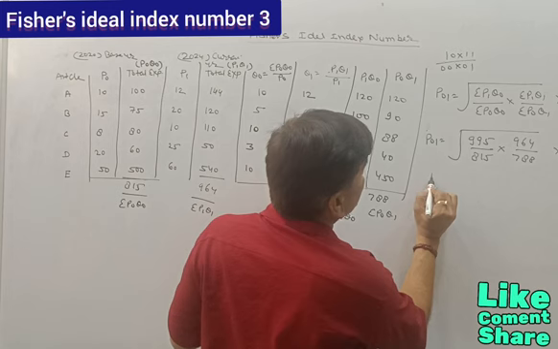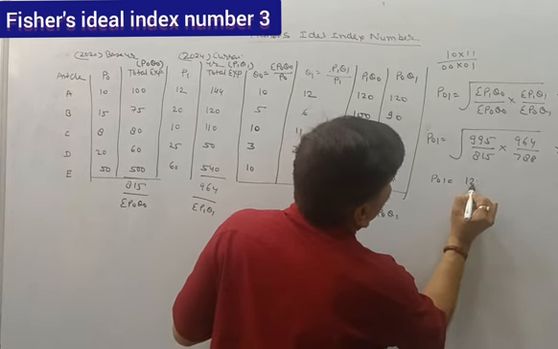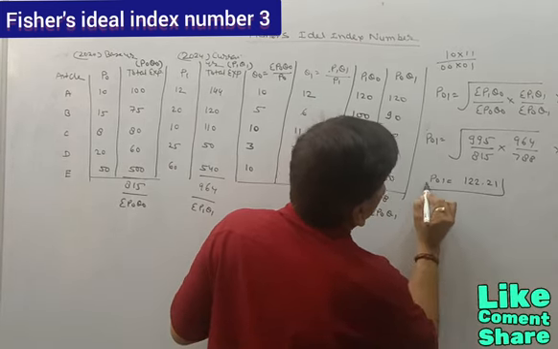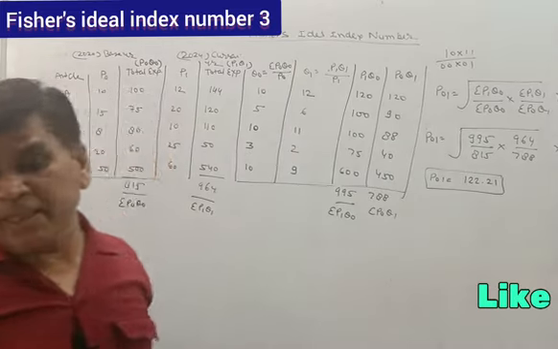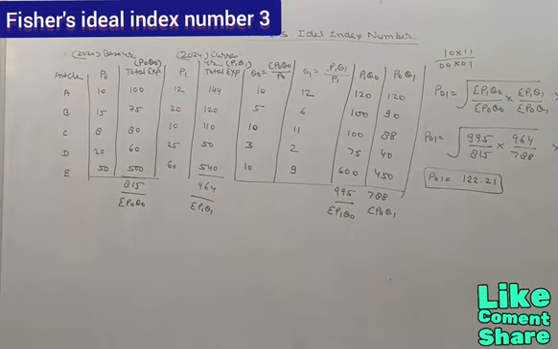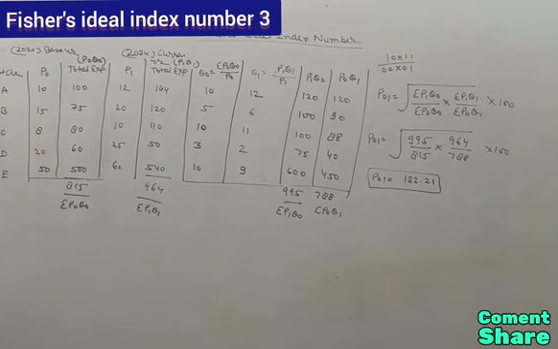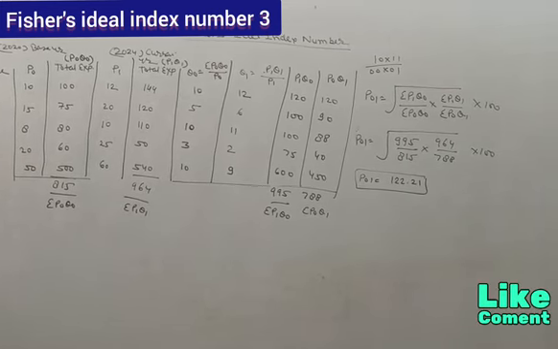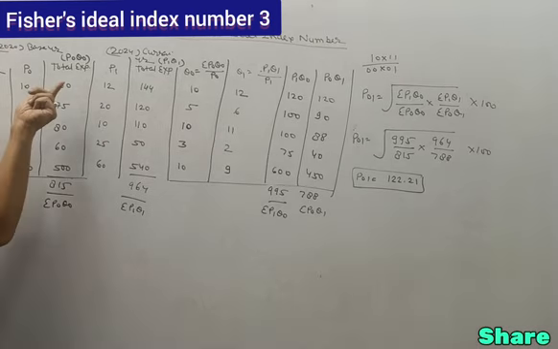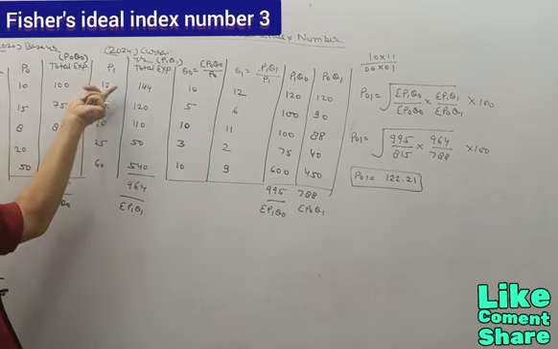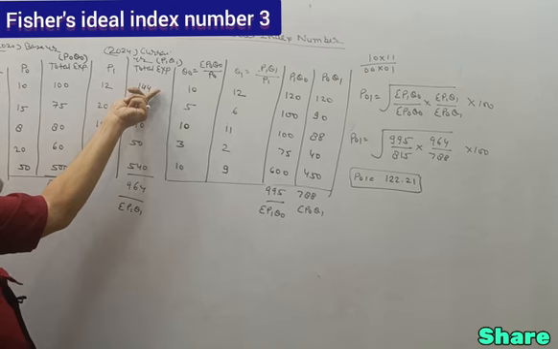So the value of P01 is 122.21. This is the Fisher's ideal index number. You should be careful about the difference in this. The very first is P0 Q0, this is P1, and P1 Q1 is given.